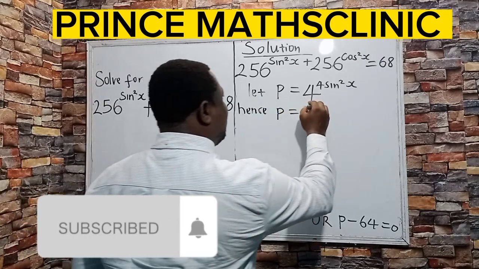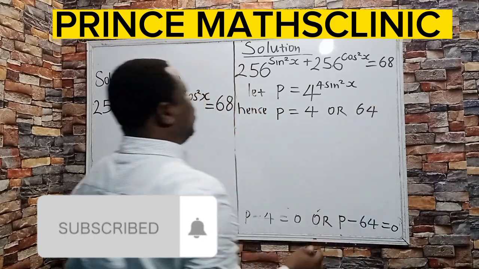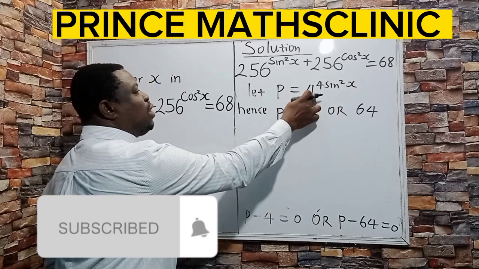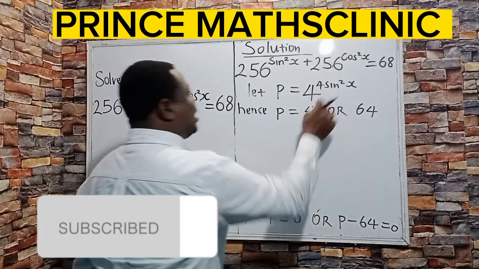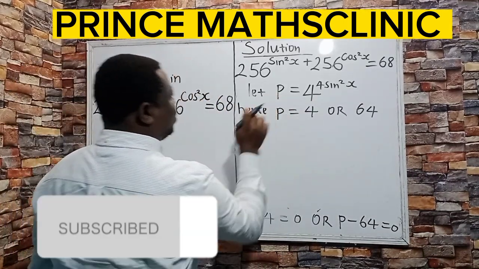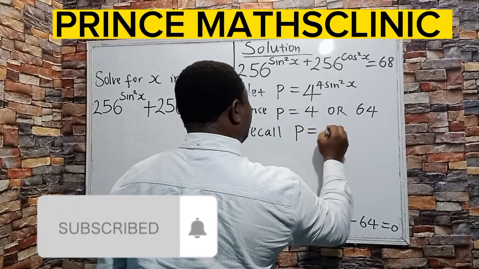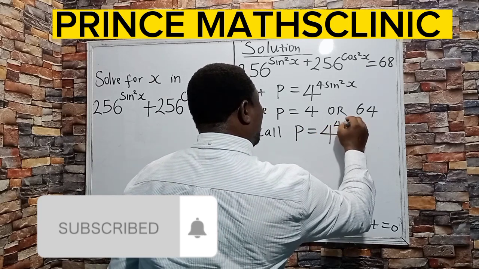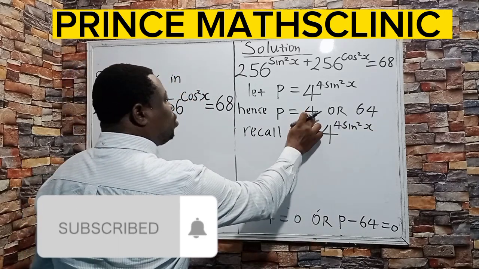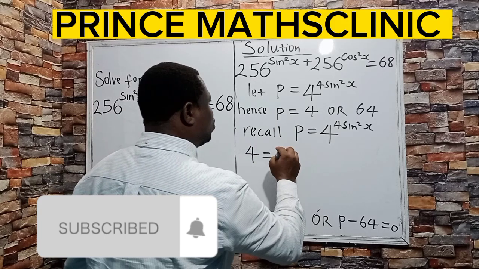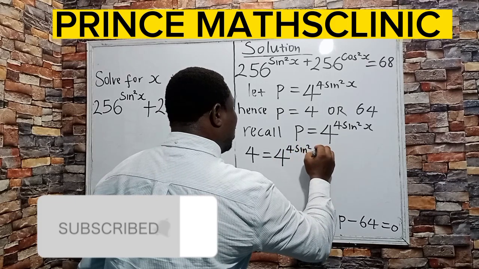If you move it here, p will now be 4 or 64. But we have to recall that we have said let p equals 4 to the power of 4 sine square x. We are asked to find x and not p. Therefore, I want to substitute for p. This becomes 4 equals 4 to the power of 4 sine square x.